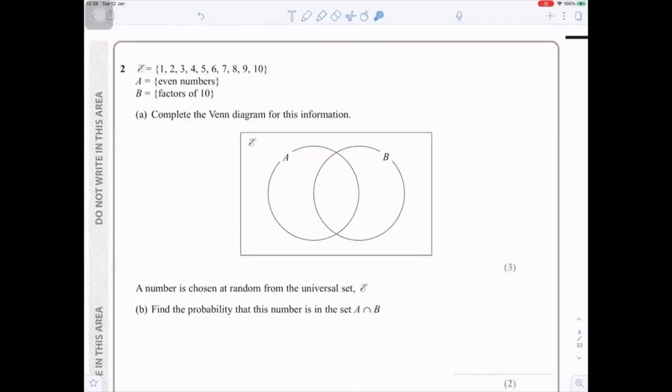Question number 2. A is a set of even numbers. B is factors of 10. Complete the Venn diagram for this information. A number is chosen at random from the universal set. Find the probability that this number is in the set A intersection B. That's the question we're going to do.